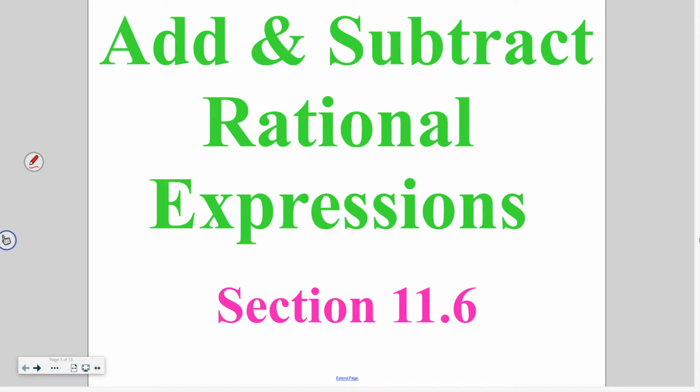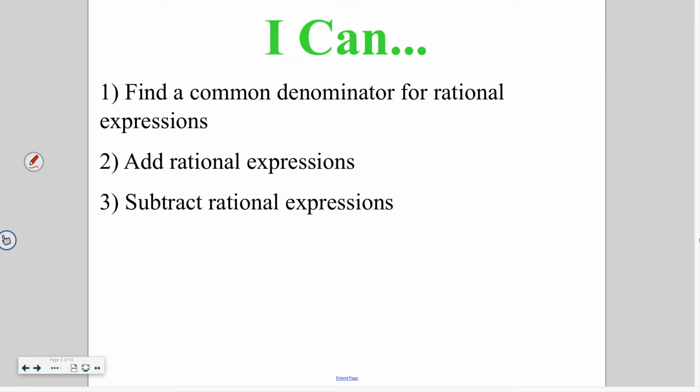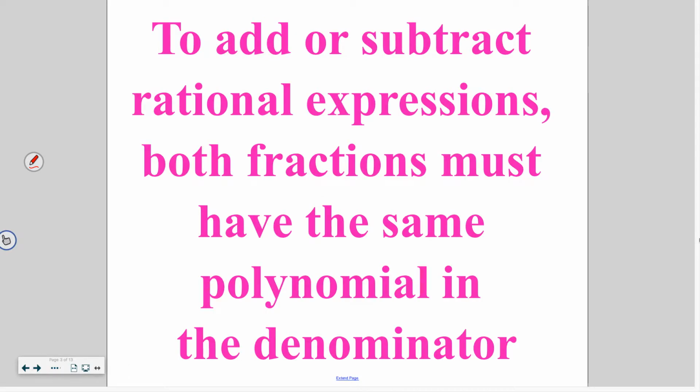Class, and welcome to section 11.6, which is adding and subtracting of rational expressions. By the end of the lesson, you will be able to find a common denominator for the rational expressions in order to be able to add and subtract them. Key piece of information to note: in order to add or subtract, both fractions need to have that same polynomial in the denominator, aka a common denominator.